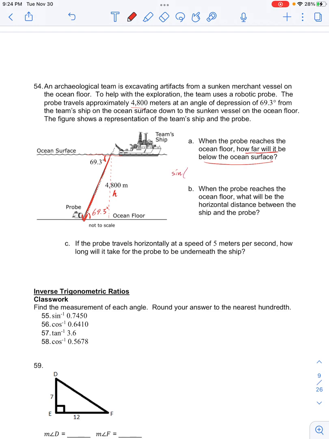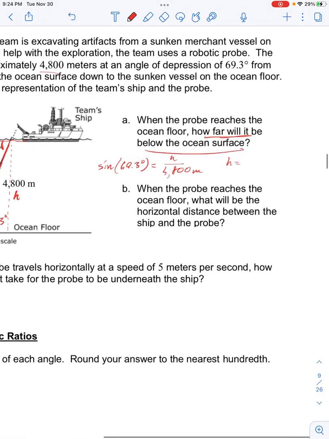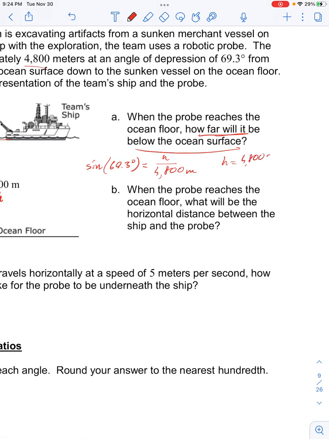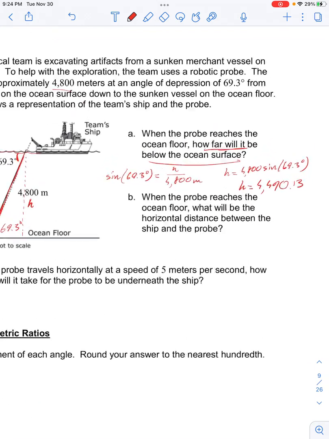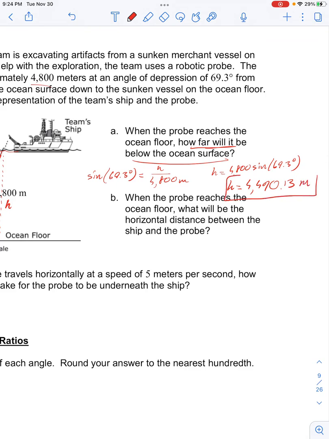So we have sine of 69.3 degrees is equal to opposite, which is h, over our hypotenuse, which is 4,800 meters. Multiplying by 4,800, our h will be 4,800 times sine of 69.3 degrees. Plugging into our calculator, our h is 4,490.13 meters. Meters is our unit.